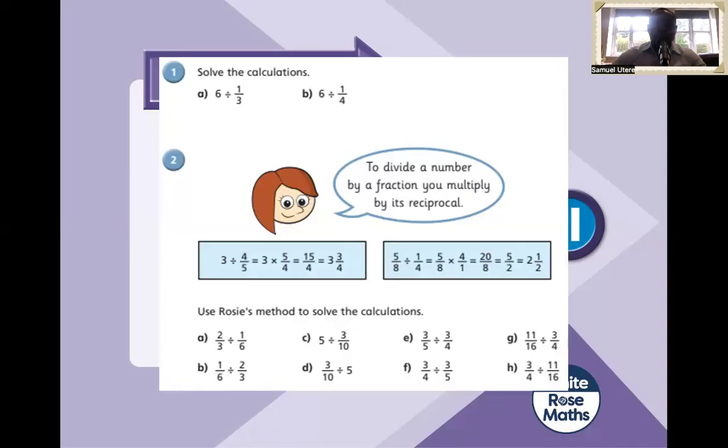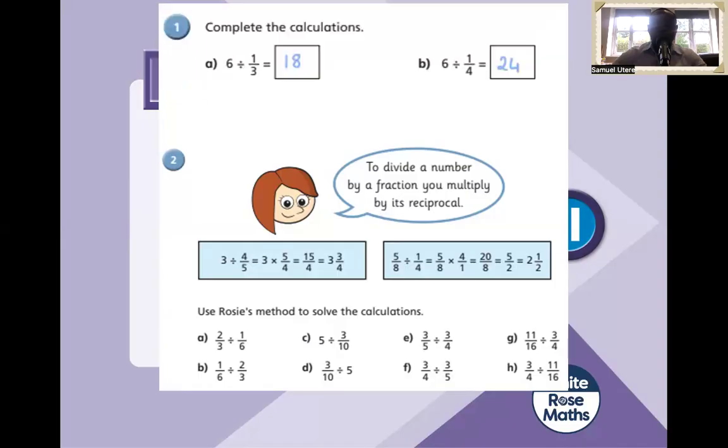Assuming you've paused the video and you've answered questions 1 and 2, here are the answers. For question 1, we're asked to complete the calculation. Now, this is the same thing as doing 6 times 3, which is 18, because the reciprocal of 1/3 is 3/1, or 3/1 is the same thing as 3. Here, 6 divided by a quarter is the same thing as 6 times 4/1. 4/1 is the same thing as 4, so that's 24.